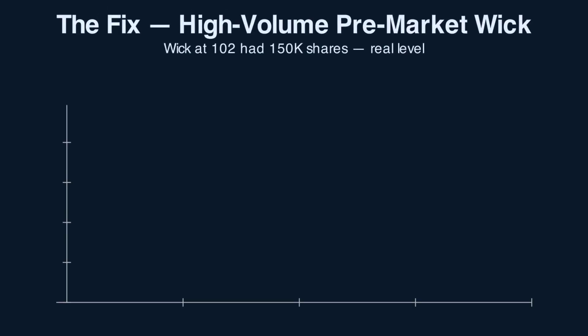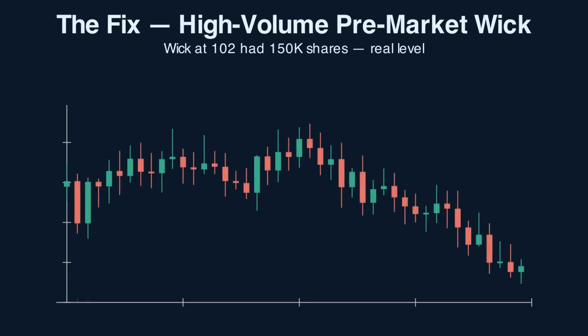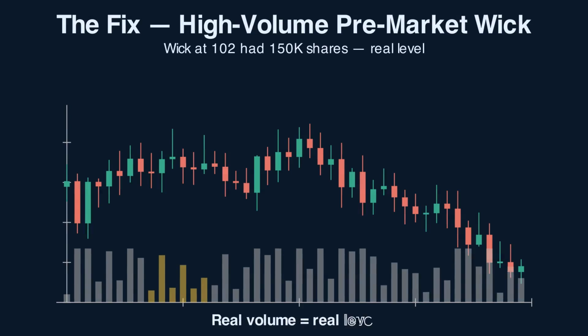Now with the volume confluence. Same pre-market high at 102, but this time the volume at the price was 150,000 shares, well above 10% of normal regular hours volume. That's real institutional participation, real positioning, a level the regular hours market will respect. When regular hours open and price tests 102, it gets rejected sharply. The trader short at the level catches a clean move with structural backing. Same price, same wick on the chart, completely different probability based on whether the wick had participants. The filter is the volume number, applied ruthlessly.